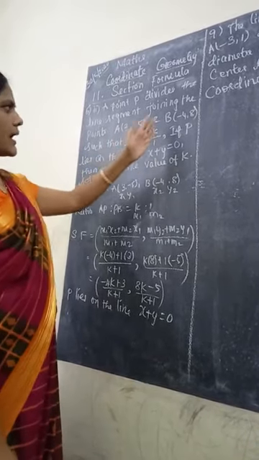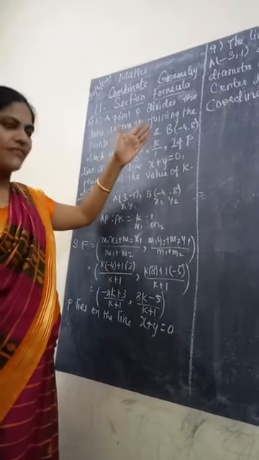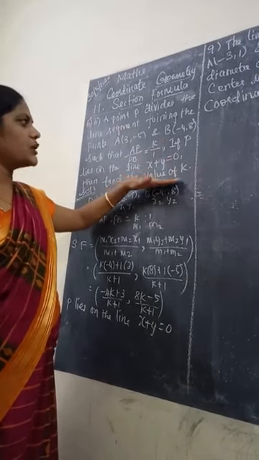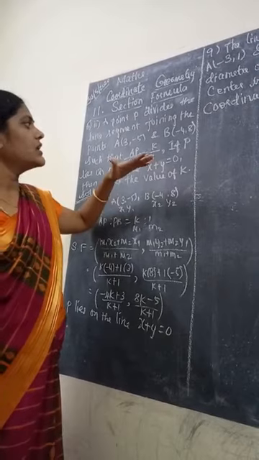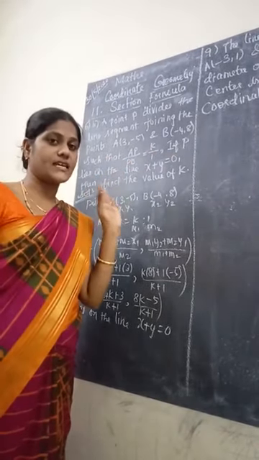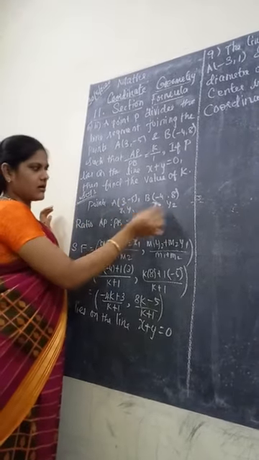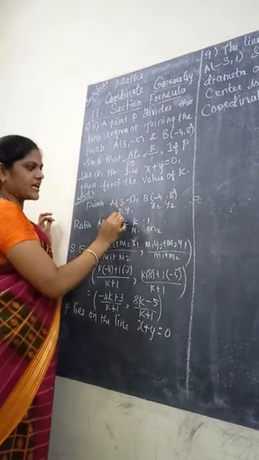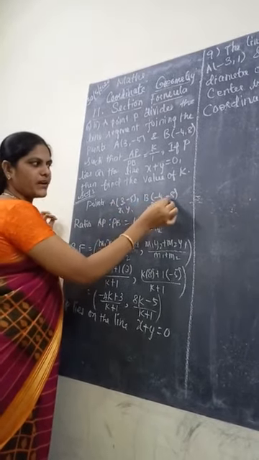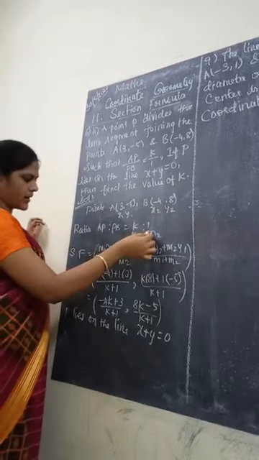Listen, up to this it is the same as the previous sums, but after finding this, we need to find the K value. For finding the K value, they gave one condition: x plus y is equal to 0. So listen, what are the 2 points A, B? A is 3, minus 5, take it as x1, y1. B is minus 4, 8, that is x2, y2. The ratio is K is to 1.